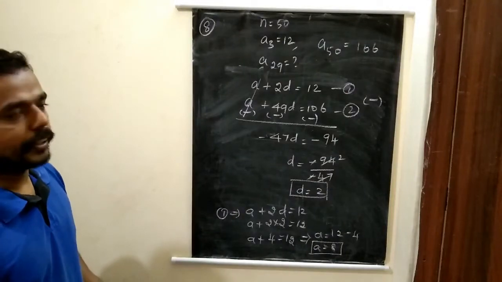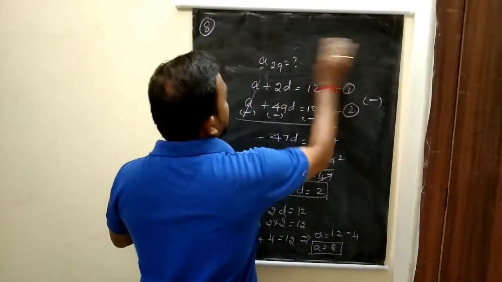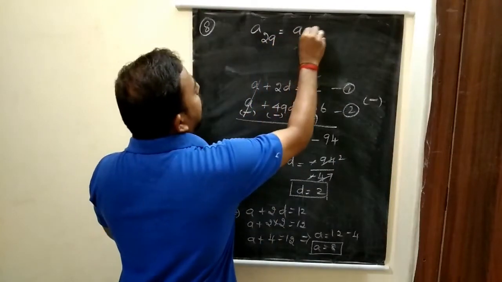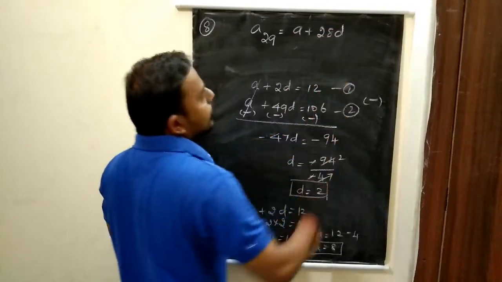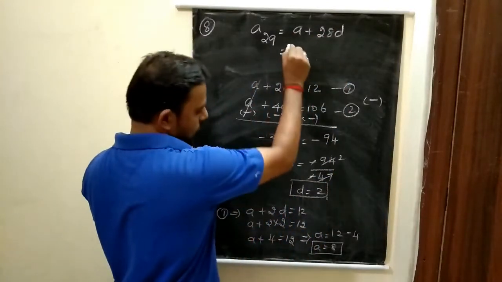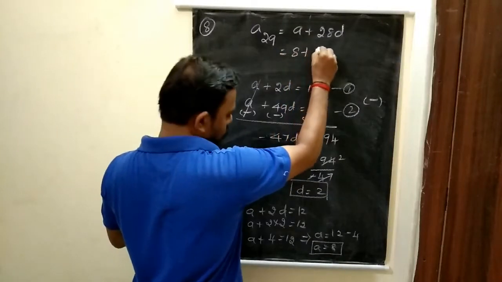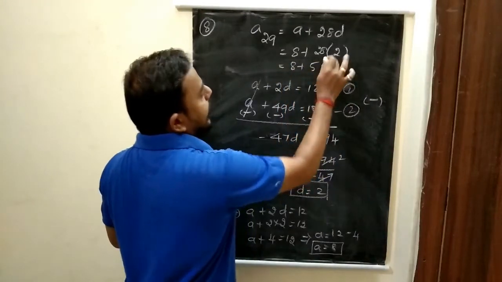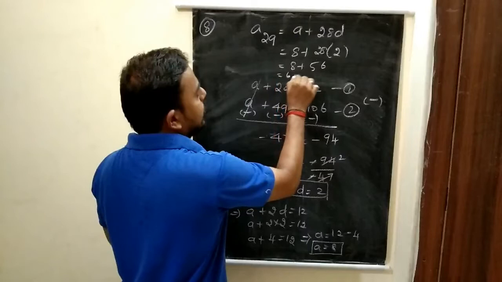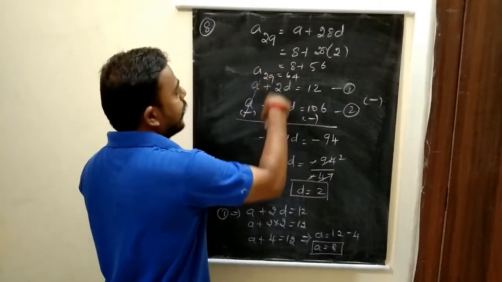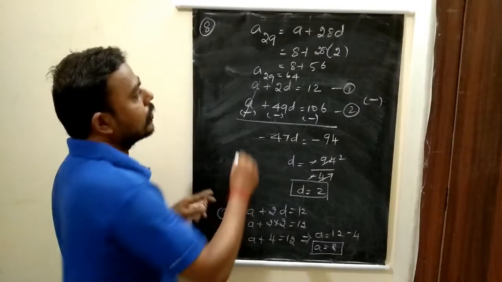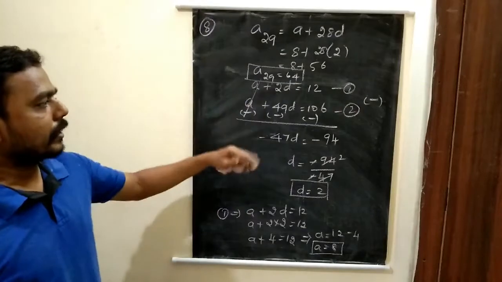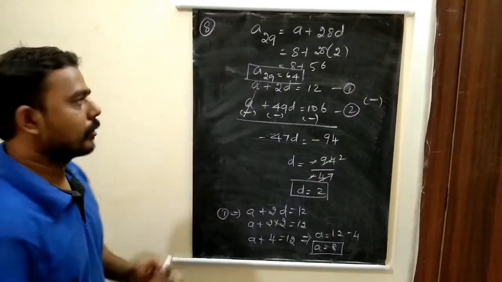Now we need A29. So A29 equals a plus 28 into d, because for the 29th term it is n minus 1. So 8 plus 28 into 2. 28 twos are 56, so 8 plus 56 is 64. A29 equals 64. This is the idea: subtract by using the elimination method.